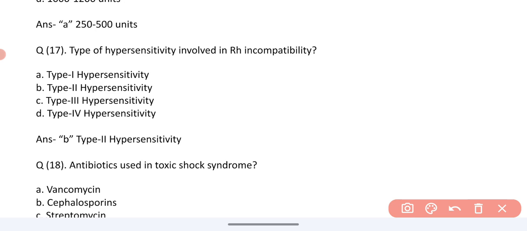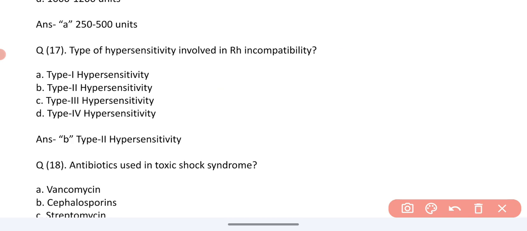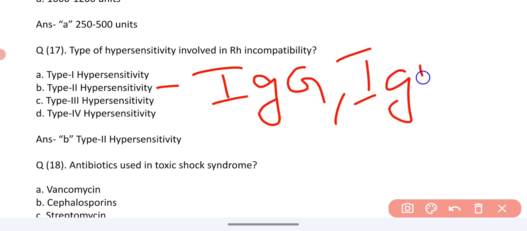The other name of type 1 hypersensitivity reaction is anaphylactic reaction, which is caused by IgE antibodies. Anaphylactic reaction, allergic reaction. And second one is type 2 hypersensitivity reaction. It is also called cytotoxic hypersensitivity reaction. Here two antibodies play a vital role, that is IgG as well as IgM. These are all very important golden points, guys.